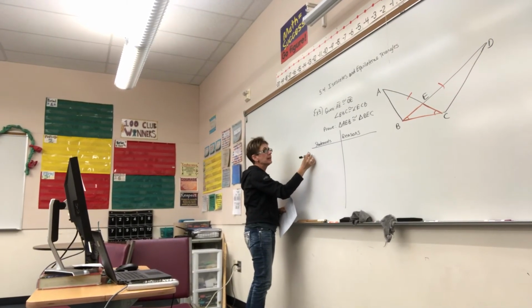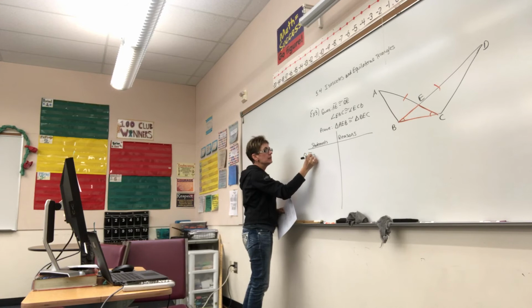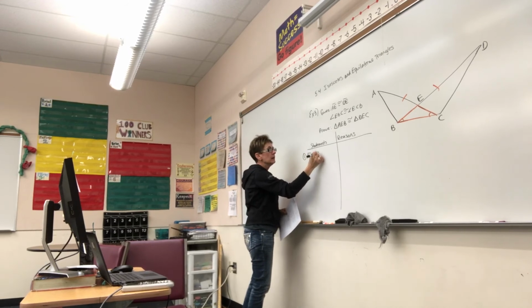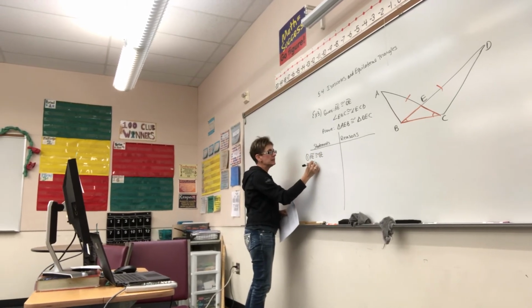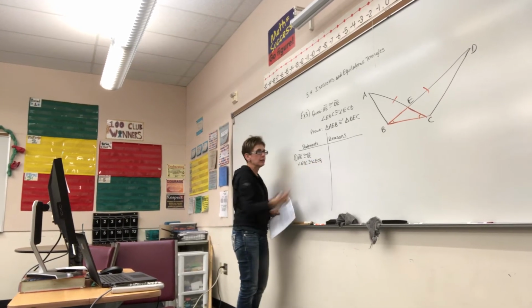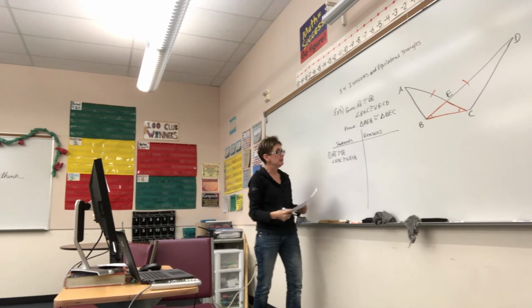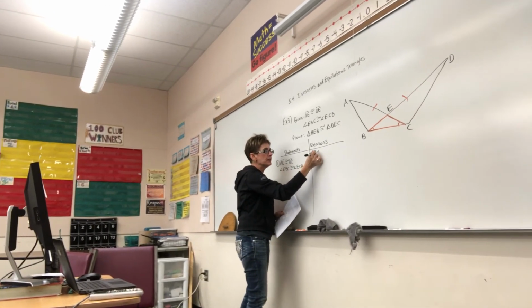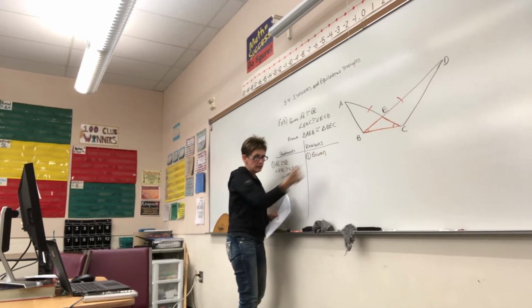So I'm going to write here AE is congruent to DE and angle EBC is congruent to angle ECB. I'm just literally copying down the information I was given. And of course, my first reason is always the word given.